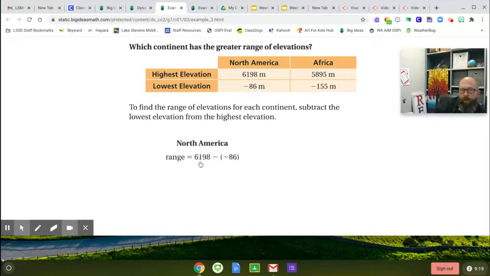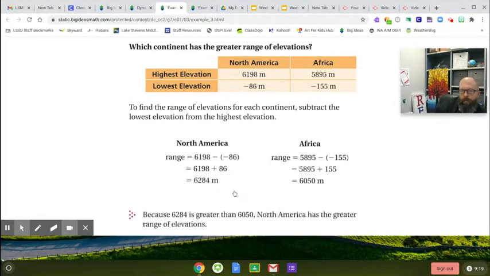So North America, we have 6,198 minus -86, which remember, add the opposite. This is actually plus 86, okay? So adding the opposite, anytime you have two negatives in a row, that's actually adding. And 6,284 would be your answer. So Africa, 5,895 minus -155. Again, this is add the opposite. So this is actually plus 155, and you end up with 6,050. So the greater range is in North America. That's farthest distance. Okay?